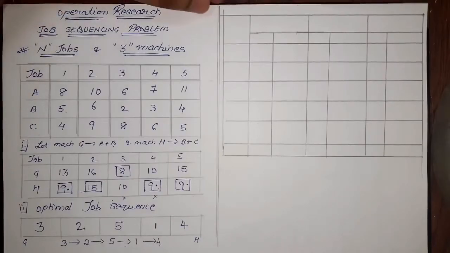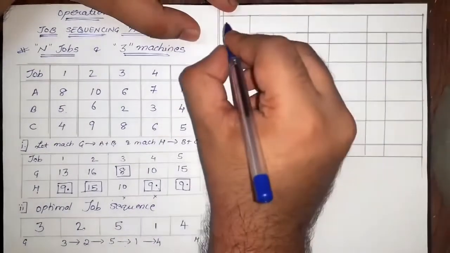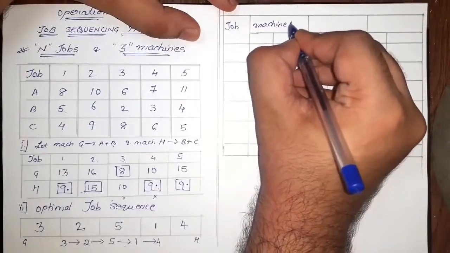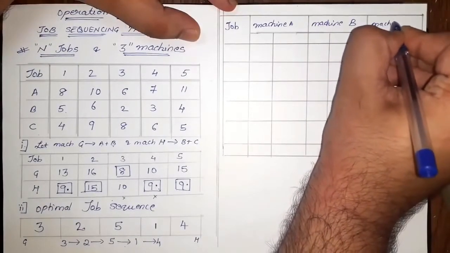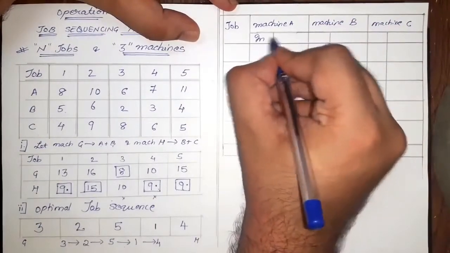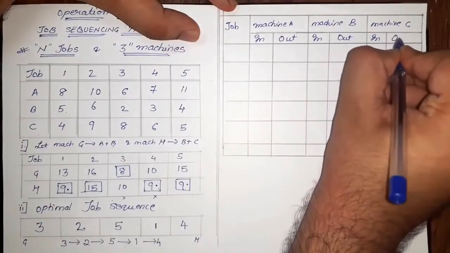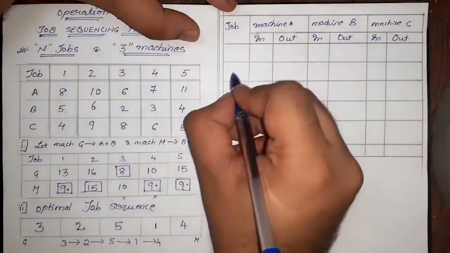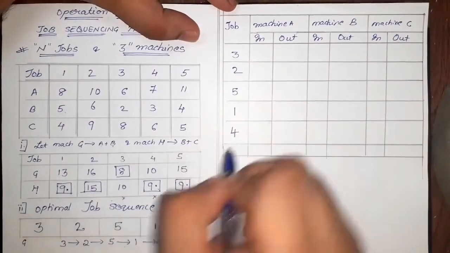Now let us see how we can solve in order to get the idle time and the elapsed time. So this is the table that we'll have to create. First column is jobs. Next we have three machines: machine A, machine B and machine C. We'll have to record their in time and out time for machine A, machine B and machine C. Under the job column, we'll note down the job sequence that we have already found from the optimal job sequence. So we have 3, 2, 5, 1 and job number 4.